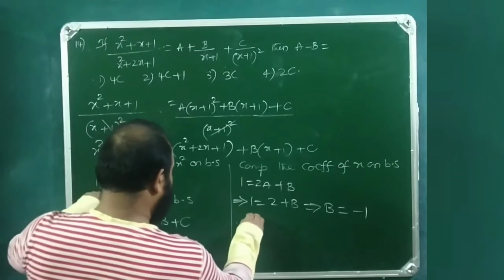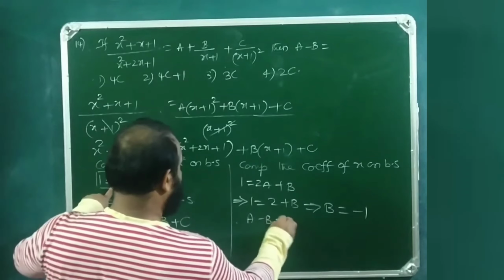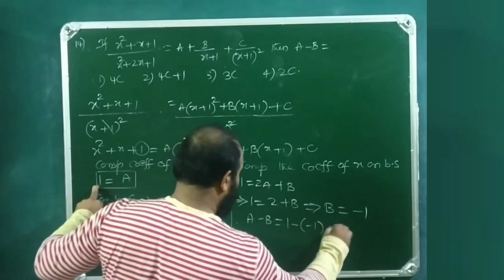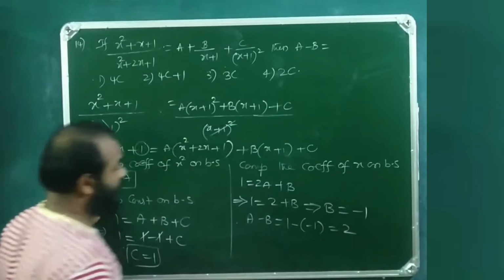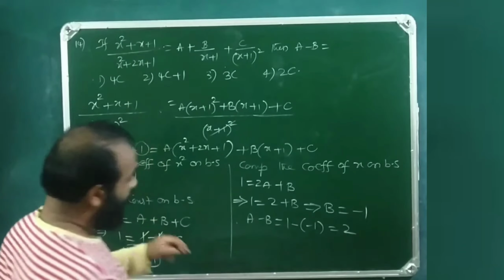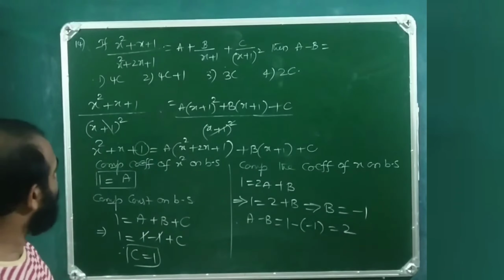Therefore, a minus b is equal to how much? 1 minus of minus 1. So this is 2. So now let us check the options.